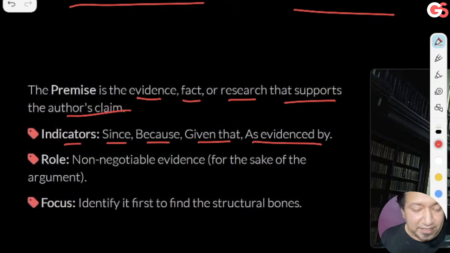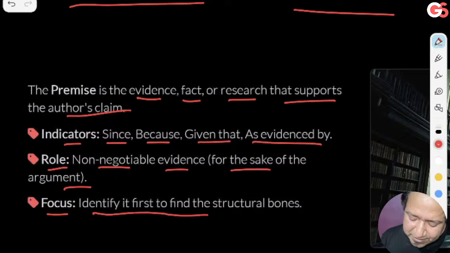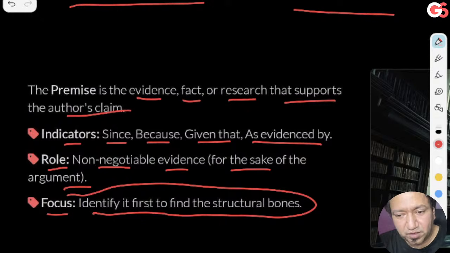All right. The role of the premise is it's non-negotiable evidence for the sake of the argument. It's non-negotiable. Okay, it has to be there. It has to be universal, and it is made just for the sake of argument. Okay, so premise actually supports or holds the argument. Now, how to focus on it? How to understand this? Identify it first to find the structural bones. When I say structural bones, the question might be talking about what can be the assumption, what can be the argument, what if this premise is false, how would it change the conclusion? So all those things are structures, and the bone of the structures is basically to identify the premise, because premises are the ones which are going to govern the entire conclusion based on what the assumption is. Is that clear? Understood?